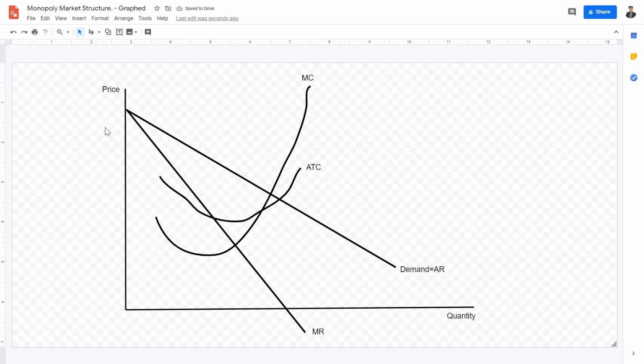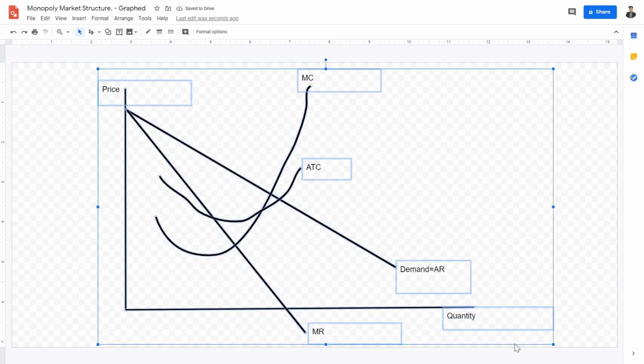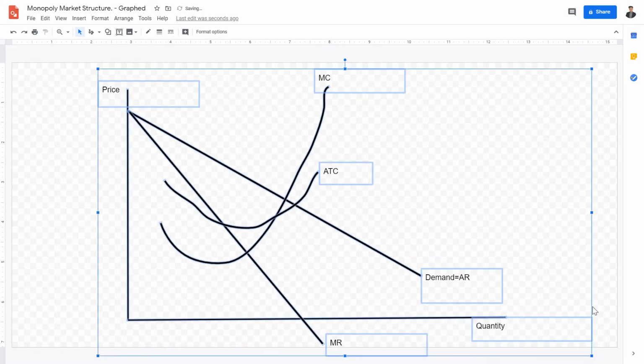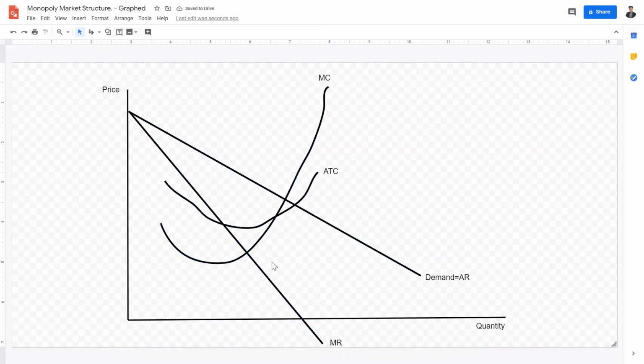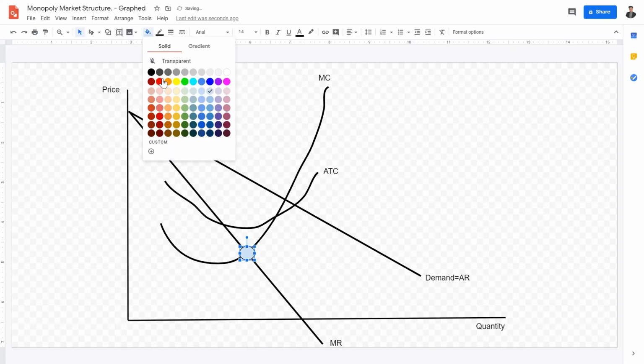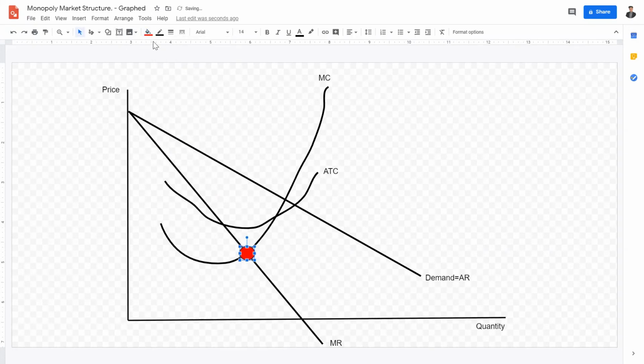Now that we have this all down, what does this graph actually tell us? First things first, we have to identify the point of profit maximization. The point of profit maximization is when marginal cost intersects marginal revenue. So that point is the point of profit maximization. Now, how do we know? So now that we have noted the quantity at profit maximization, what is the price at profit maximization? So this is the quantity at profit maximization.